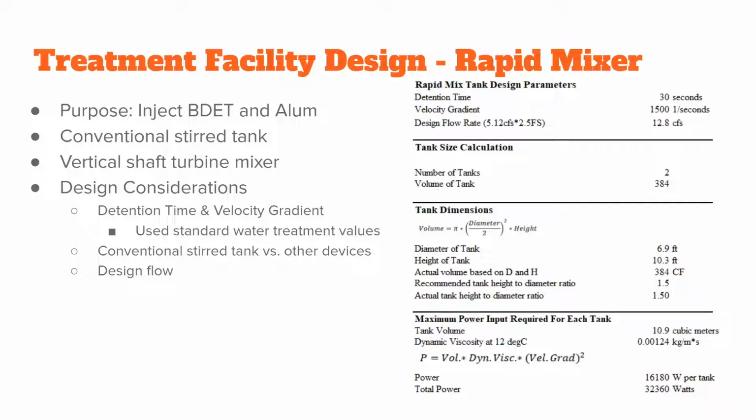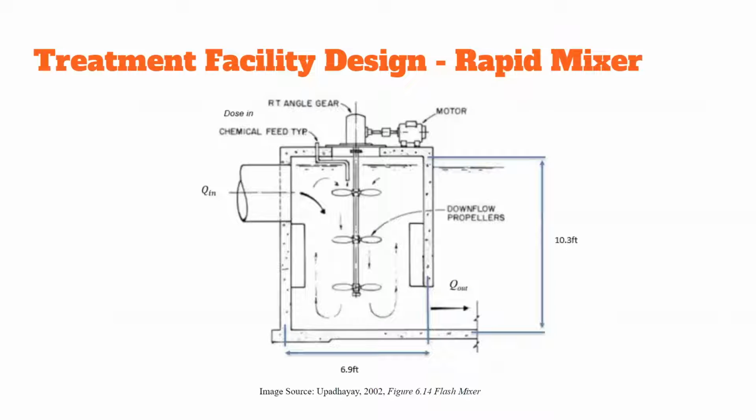Also note, our design flow for this was really large because we didn't get the data until late in the semester. So we put on a large factor of safety to account for spring melt and where we thought the flow might be higher. And that is a picture of our rapid mixer.